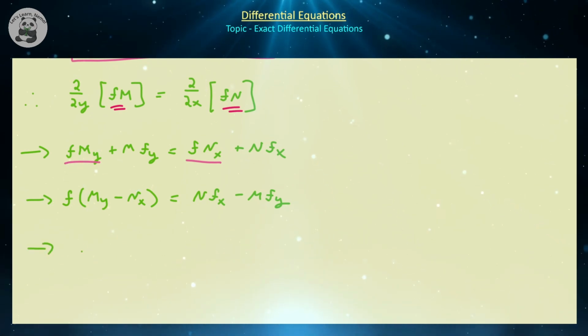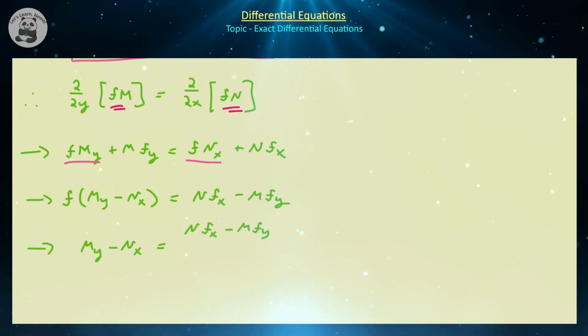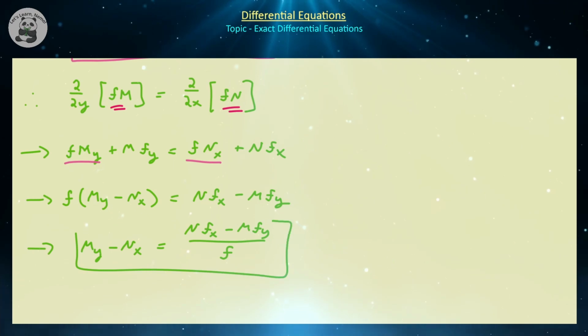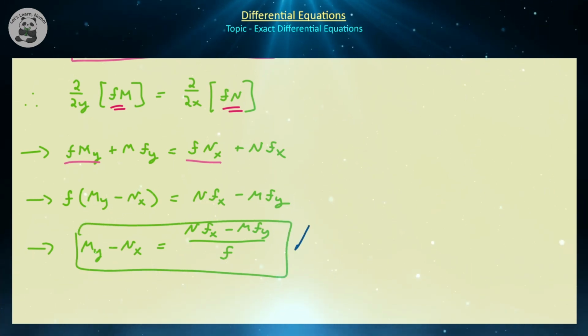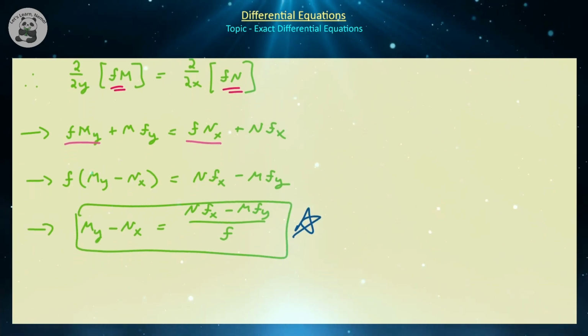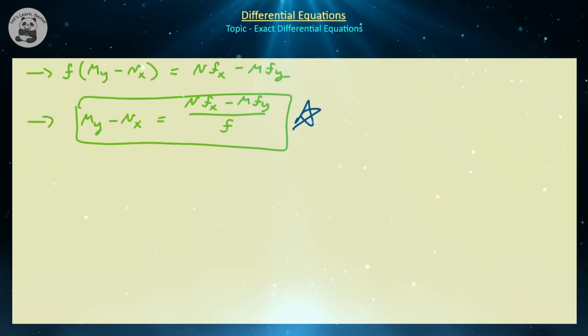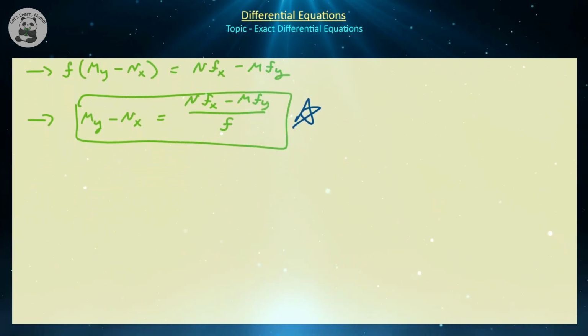You may think, okay, well, why would I want to do that? You'll see maybe in just a moment. So we're going to have nfx minus mfy all over f, because that's everything with f in it, is equal to my minus nx. Now, keep in mind, if the original differential equation was exact, then my and nx are going to be equal to each other, and the left-hand side of this relation is just going to be equal to 0. Right? And then you don't really have to find such an f, right?